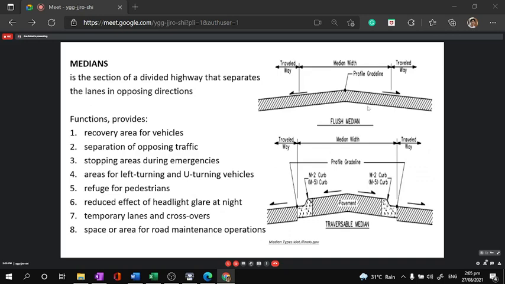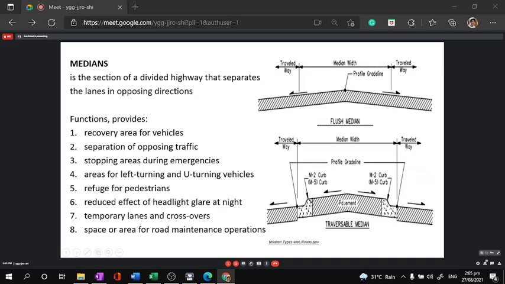Now, these are also used, if it is wide, like a flush median, a wide area of space, no, median. This can be used for U-turning vehicles, left-turning vehicles, and emergencies so other vehicles can rest in the middle in emergency cases where the road is blocked because of an accident or disaster. So those are the purposes of that.